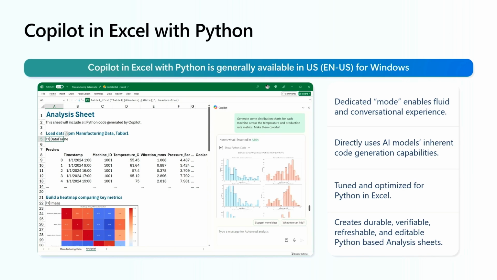Now, the thing that's really interesting here is that it's not just static Python. It actually generates a durable, refreshable, verifiable, and editable Python artifact. And this is critical because this is an important design principle for us for all of Copilot in Excel. As Avani showed, you can insert formulas, you can insert pivot tables, you can insert charts. You now can insert Python in Excel, and all of it is editable, refreshable in the ways you would expect. And this is critical because we want to put the user at the center. The user needs to be in control, and the user needs to know exactly what the AI is doing.